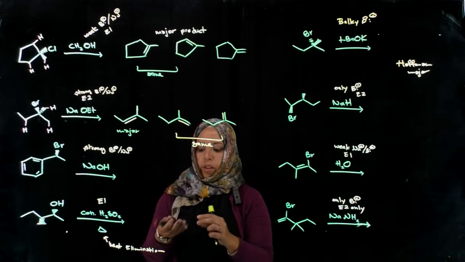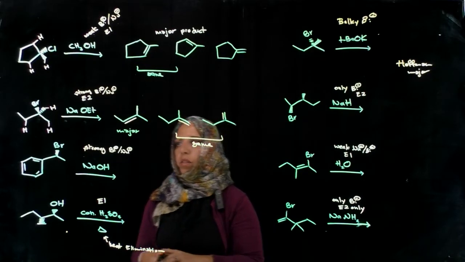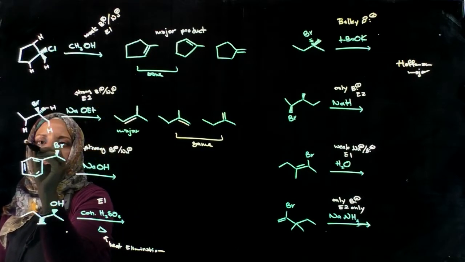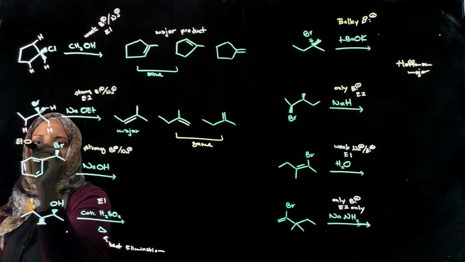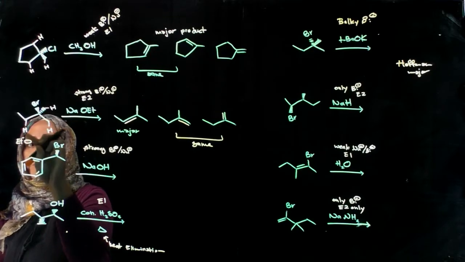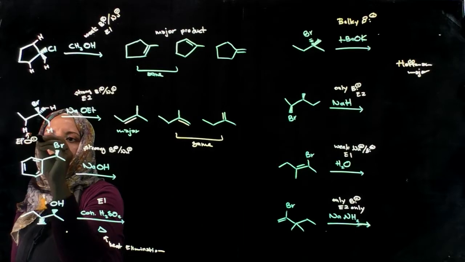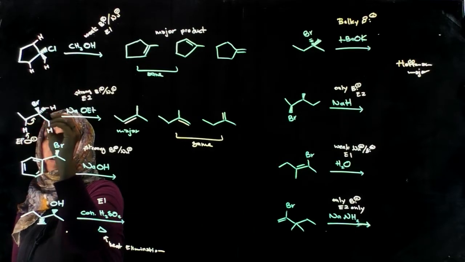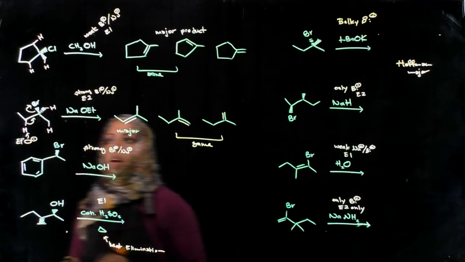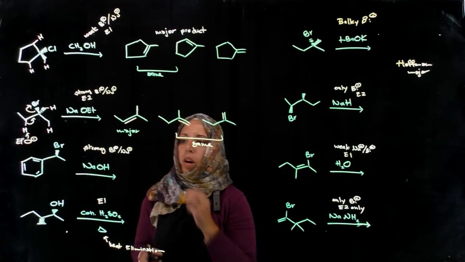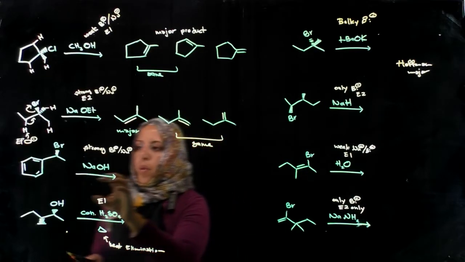Okay, and the mechanism for that is simple because it's an E2, right? The base, ethoxide, so we have the oxygen that is negatively charged. It's going to go in and deprotonate, those two electrons are going to go right there, and a pi bond is formed with the loss of a leaving group, and then we get our major product.